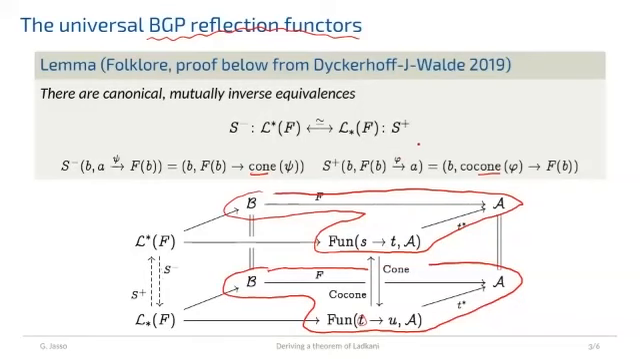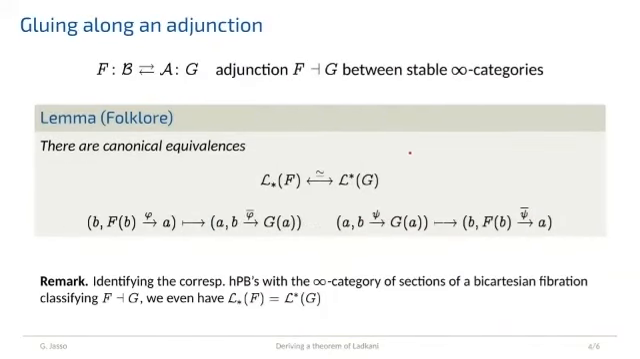Okay. Now, third ingredient is what happens when we glue along an adjunction. So if you glue along an adjunction between enhanced triangulated categories, there is a kind of tautological equivalence between the L lower star of f, so this is the sort of covariant gluing of A and B along f, and L upper star of G, which is essentially given by passing from a morphism to its transpose.